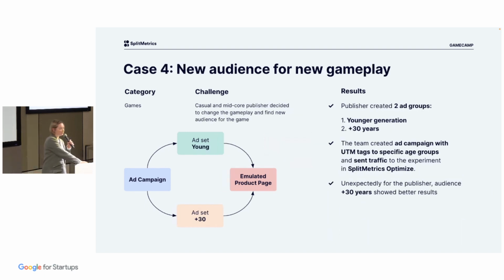Also, a great option to A/B test is to find a new audience for a new gameplay. In this specific case, a casual and mid-core publisher decided to change the gameplay and find out which audience will suit the game better. I would tell you first of all that the publisher thought that a younger audience would win, but after we created an A/B test, we found out that the ad set with the audience older than 30 years old won. So, as a recommendation, even though I believe all of you are highly experienced in the market, it's always great to validate your ideas to finally find out whether the audience thinks the way you do.